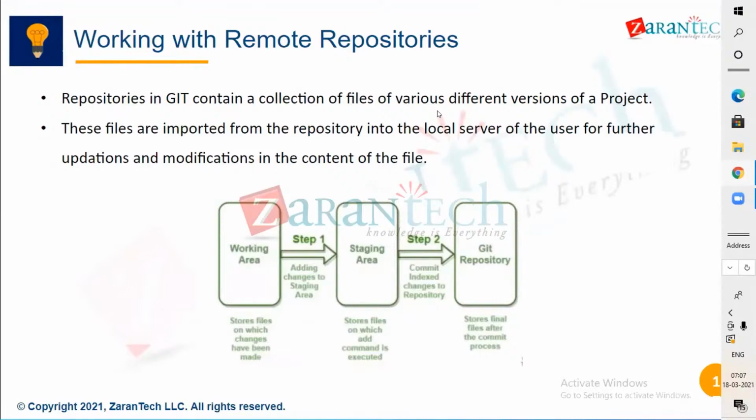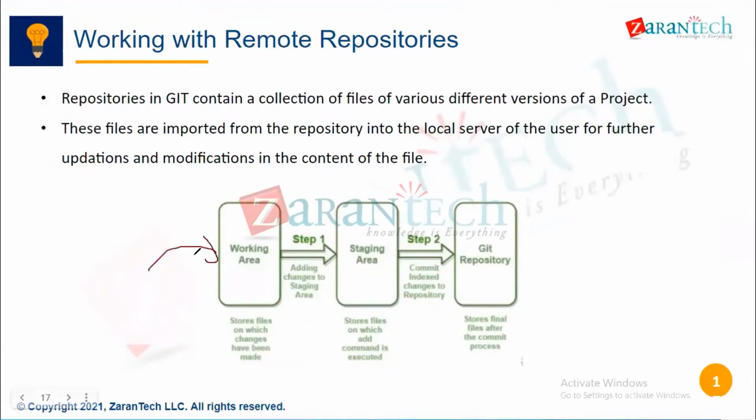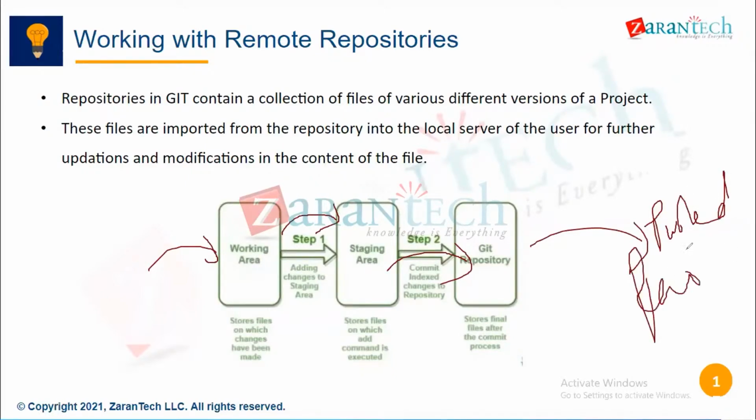Okay. So this is what we understood yesterday, right? You have a working area. Working area means working repository. That is your folder where you have all your files, that you push to your staging area. You commit changes to the repository. And this will be pushed to the remote repo. Okay. This is how it is.